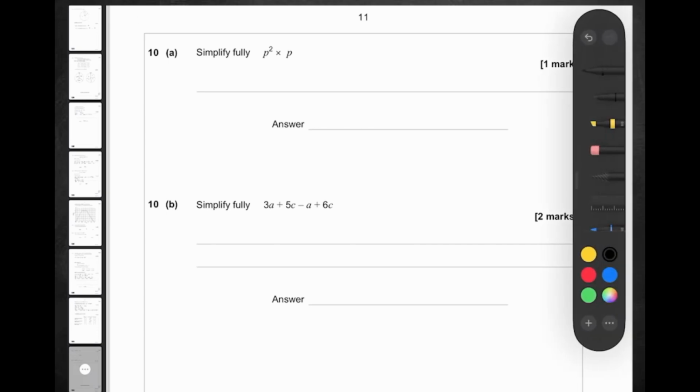Question 10. Simplify fully p squared times p. That will simply just be p cubed. Simplify fully, 3a plus 5c minus a plus 6c. So we'll put the a's together, so it's going to be 3a minus a plus 5c plus 6c. So 3a minus a is 2a, 5c plus 6c is 11c, and that is our answer.